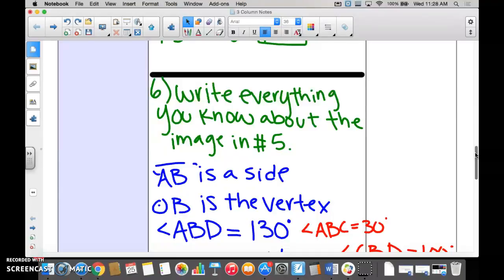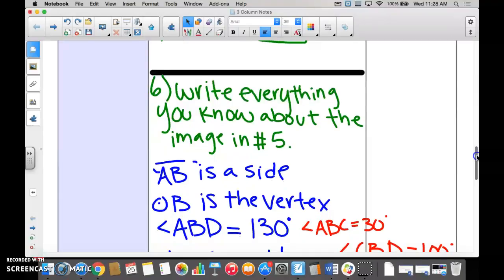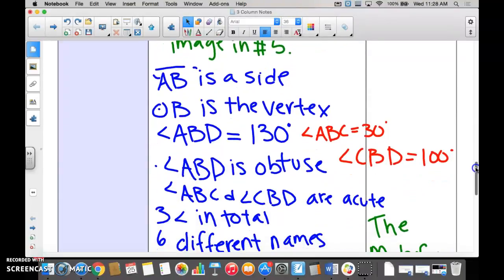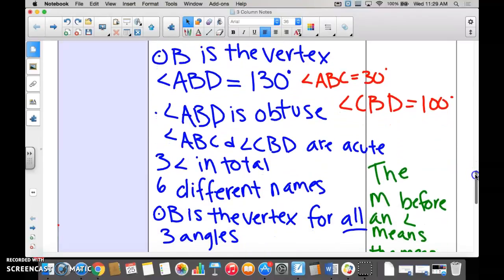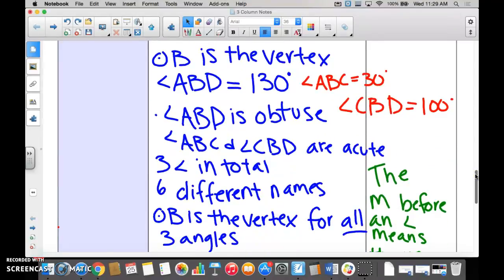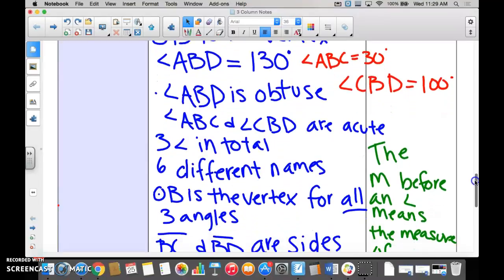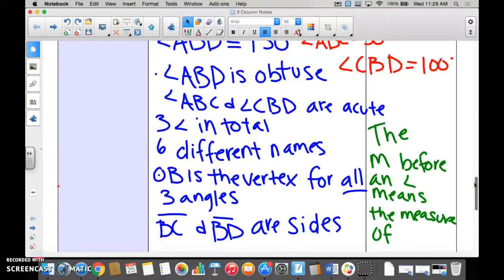All right, and our last part of our notes was write everything you know about the image in number 5. So we know that line, and you'll have to just look this up on your note sheet when we're going through the video since we can't see it here. But we know that line AB is a side. We know that point B is a vertex, or is the vertex. And it's the vertex for all 3 angles, right? Yeah. We know that angle ABD is 130 degrees. Angle ABC is 30 degrees. Angle ABD is obtuse. Angle CBD is 100 degrees.